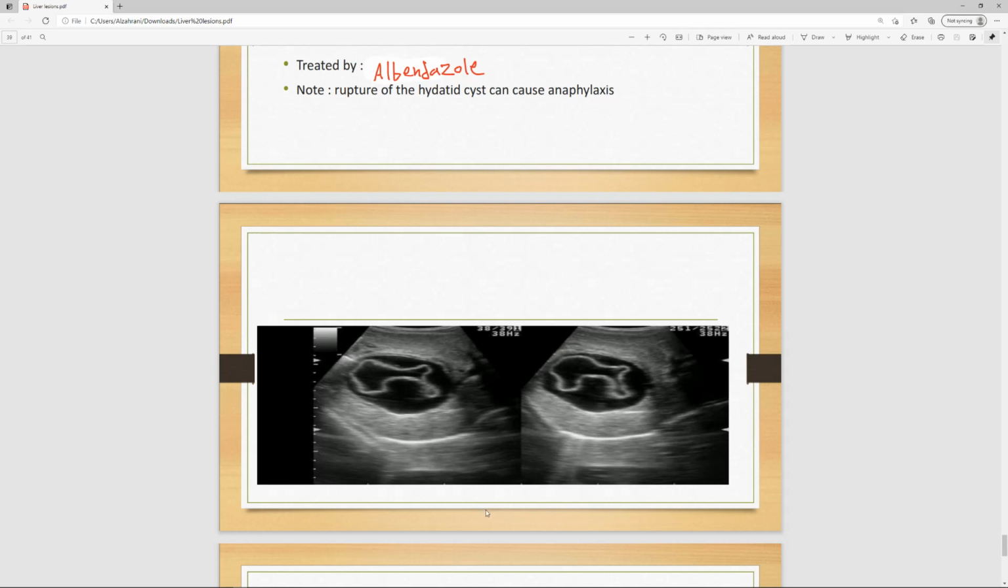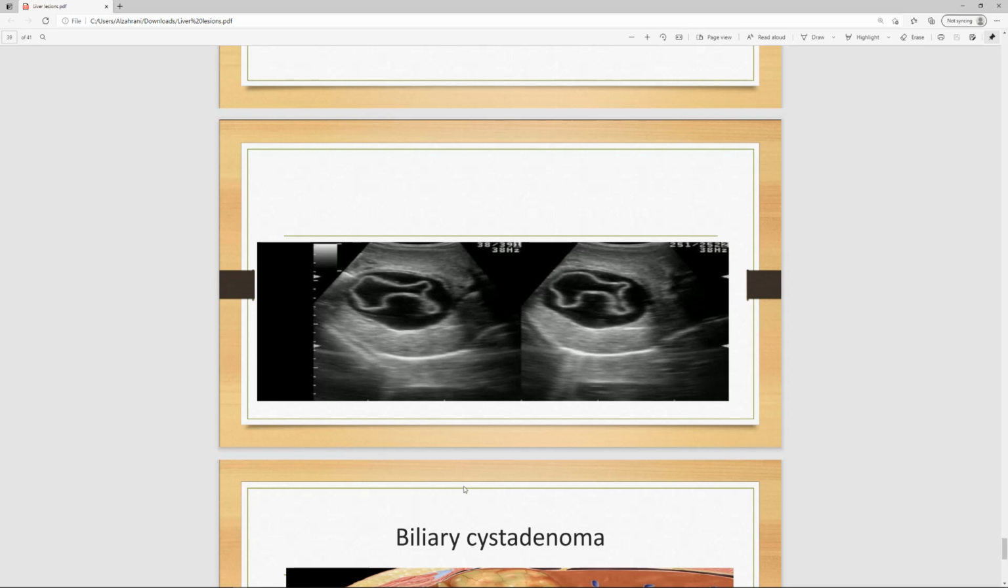On CT, something else, highly echogenic.